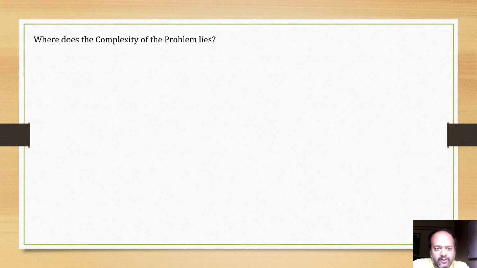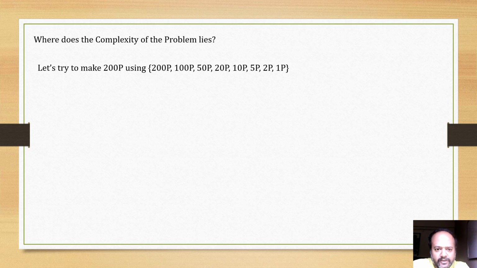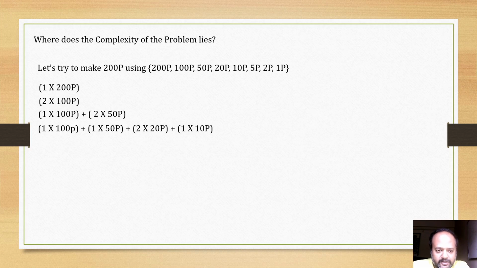Now, where does the complexity of the problem lie? Let us try to make 200 pice using the coins that are in circulation. Let's start listing down the ways. You can take 1 200 paisa coin. Obviously, we can make 200 paisas by taking 1 200 paisa coin. We can take 100 paisa and 250 paisa, making up 2 rupees. We could take 100 paisa, 150 paise, 220 and a 10 paise, again making up 200.